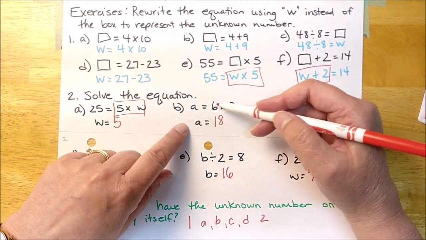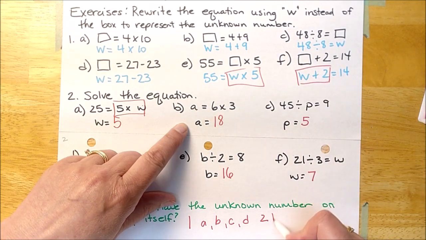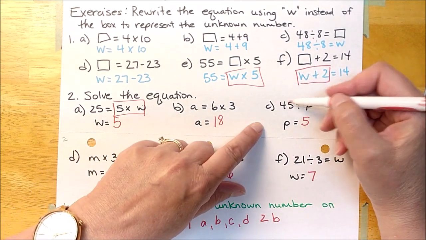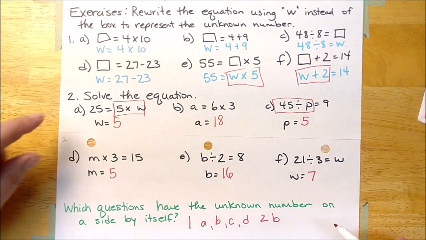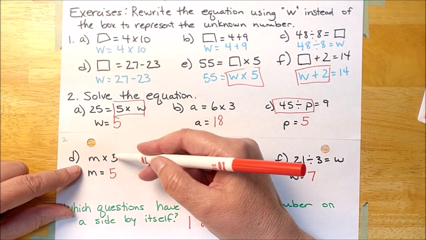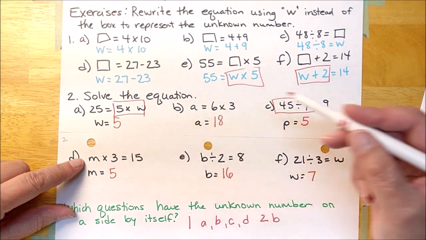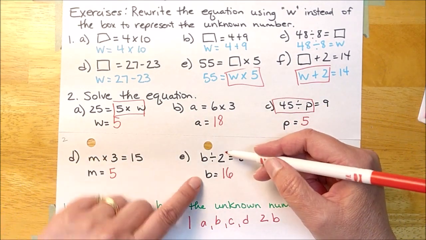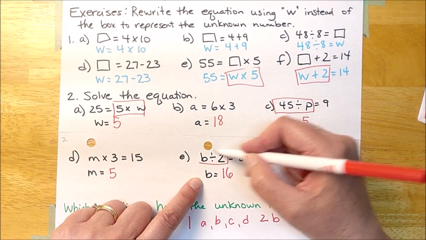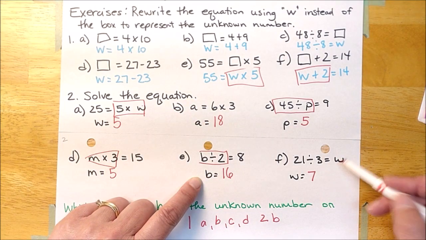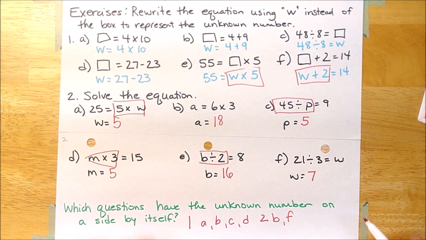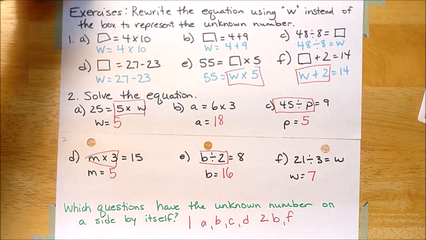What about in B? Is the A by itself? Yes. What about C? Is the P by itself? No, it's on that side with the other number. Is the M on the side by itself? No. Is the B on a side by itself? Nope. Here it was with the 3. Is the W here on a side by itself? Yes, it is. So good for you if you were able to see which ones were on a side by themselves. Good for you.